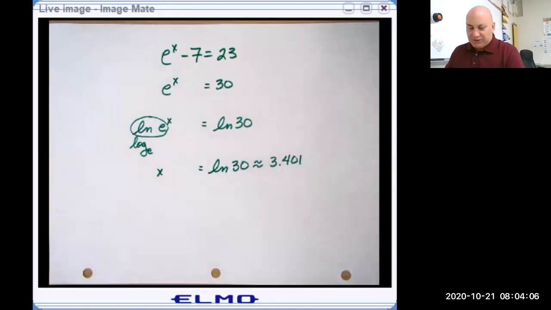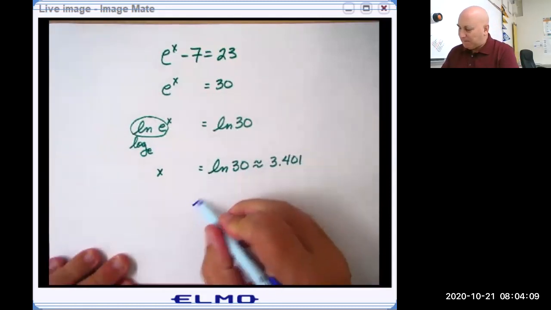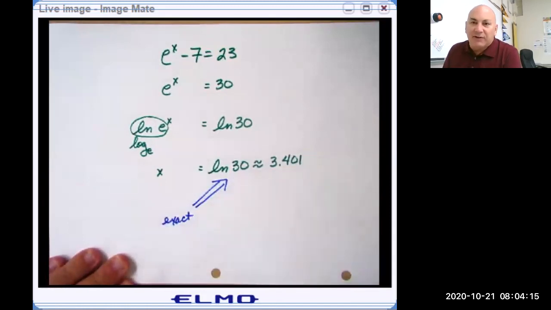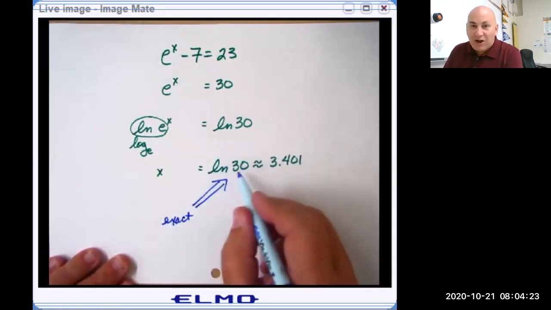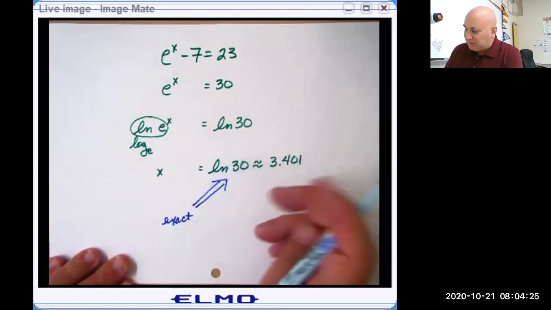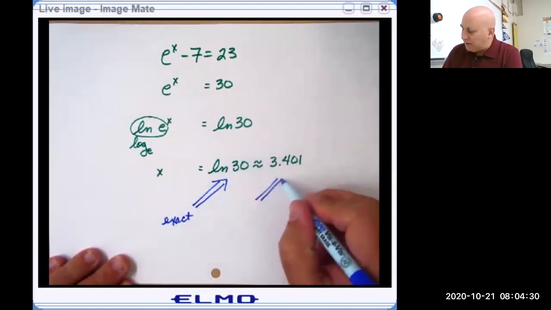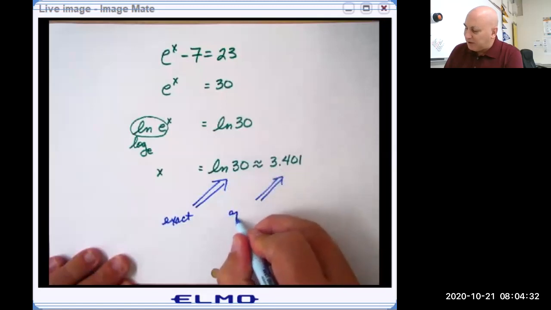Again, I want to point out that this number is exact. That's like square root of 7 is an exact answer. Whatever that is as a decimal is its decimal approximation. Same here, the ln of 30 is an exact answer. 3.401 is only an approximation.